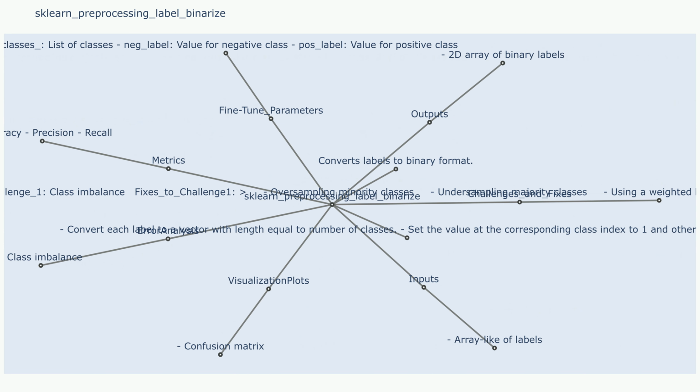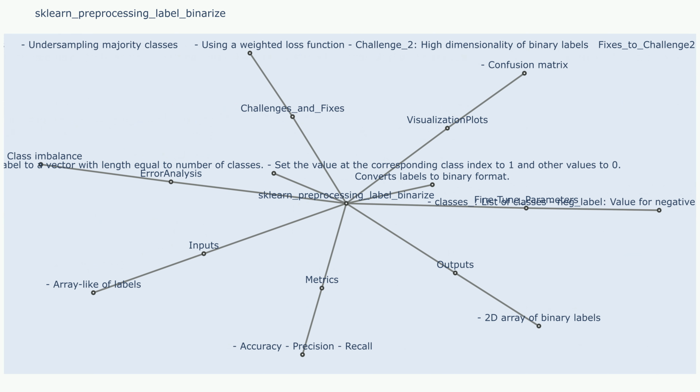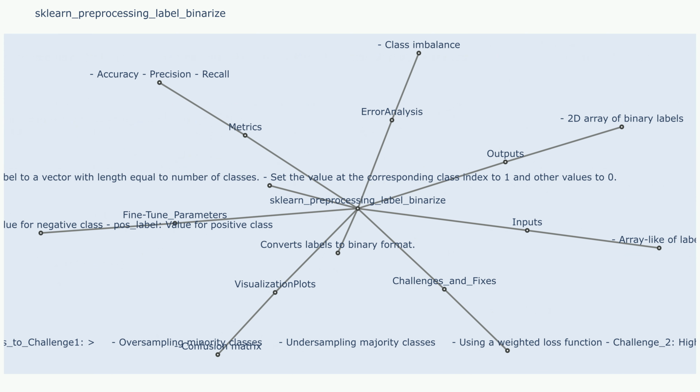Inputs. Y, the input array of labels. It can be a 1D array or a 2D array where each row represents a sample's label. The labels should be integers or strings representing the categories. Classes, an optional list or array specifying the unique classes in the dataset. If not provided, the unique values in Y will be used.